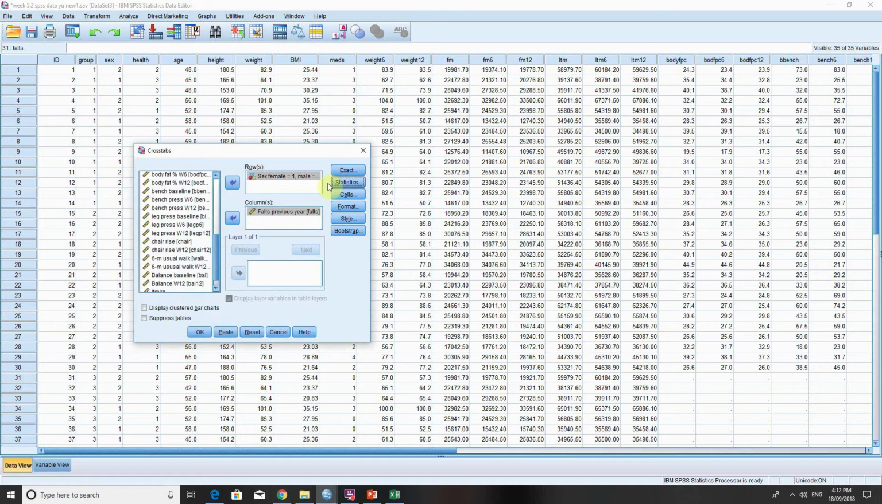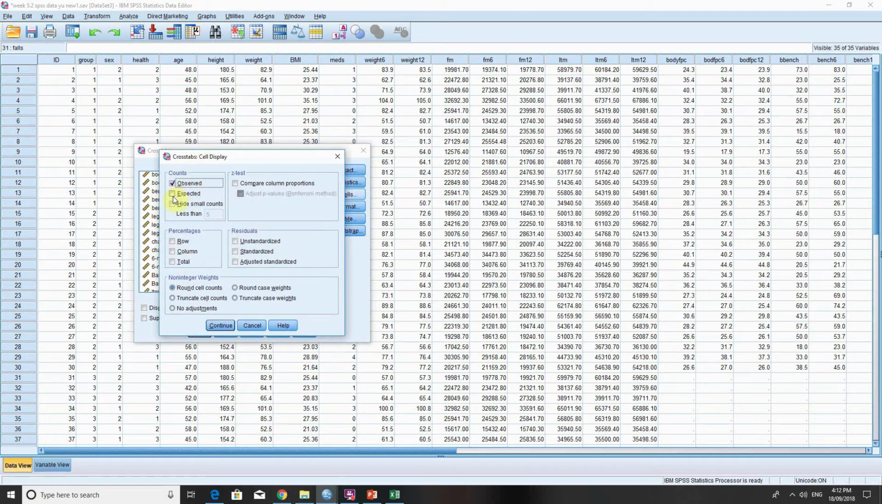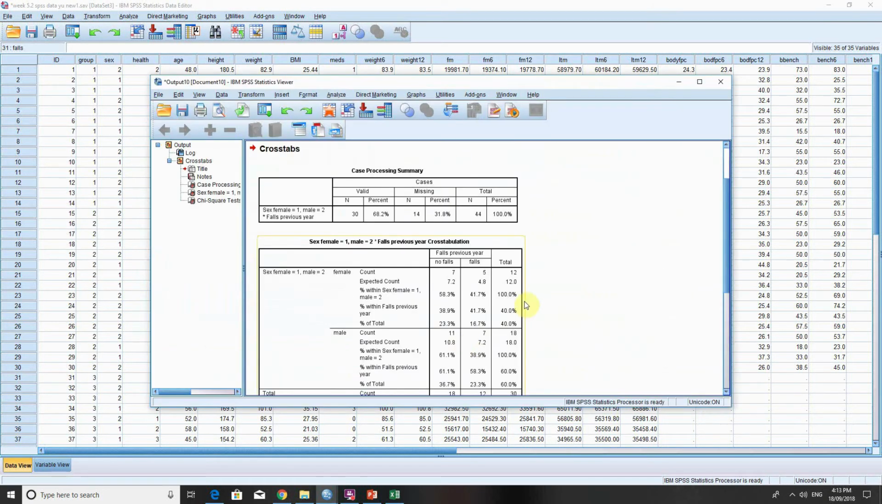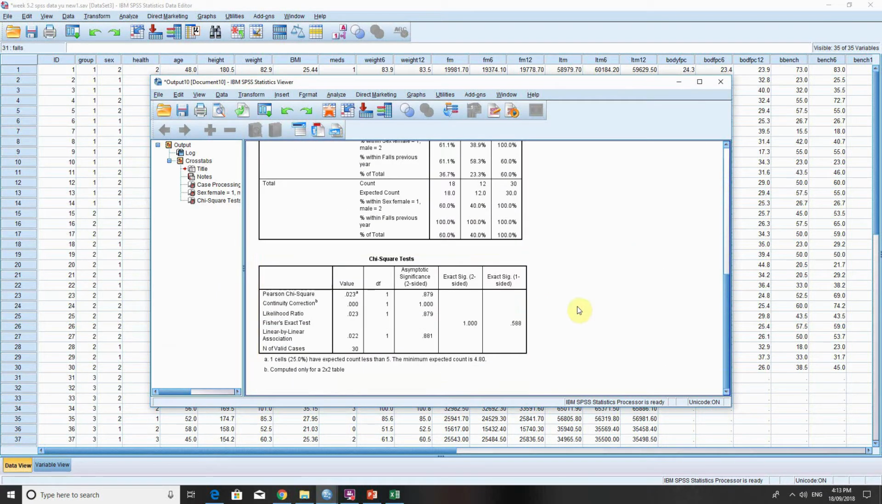And under cells, I need to make sure that observed is ticked, and it's already ticked, thankfully, and expected is ticked, as well as row, column, and total. After that's done, we'll get our crosstabs, and we'll get this box here.